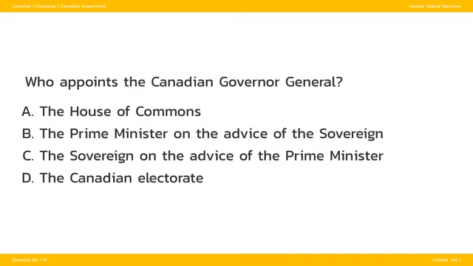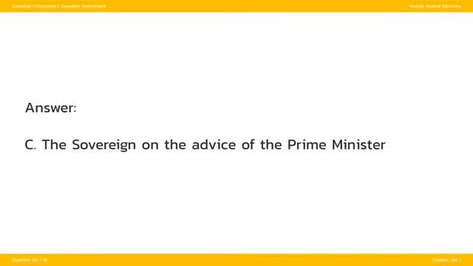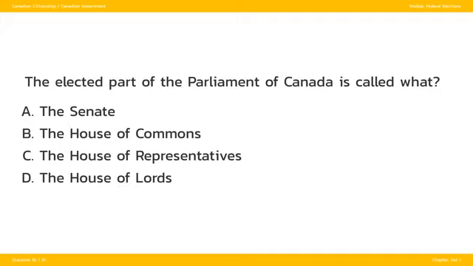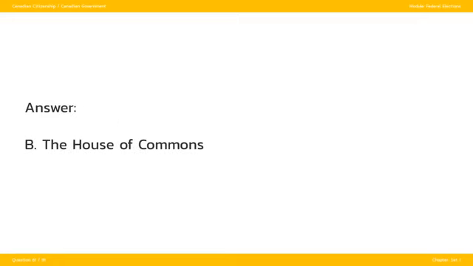Who appoints the Canadian Governor-General? A. The House of Commons. B. The Prime Minister on the advice of the Sovereign. C. The Sovereign on the advice of the Prime Minister. D. The Canadian electorate. The answer is C. The Sovereign on the advice of the Prime Minister. The elected part of the Parliament of Canada is called what? A. The Senate. B. The House of Commons. C. The House of Representatives. D. The House of Lords. The answer is B. The House of Commons.